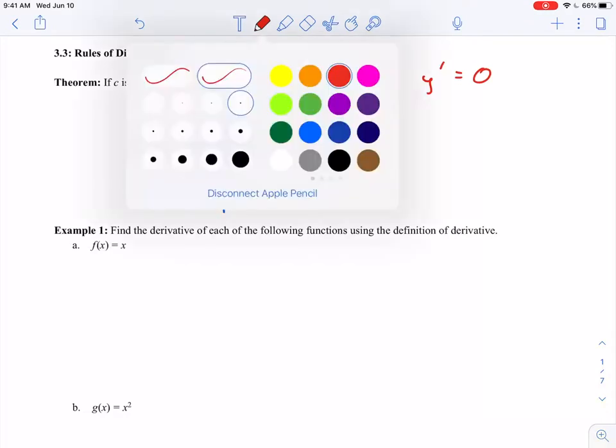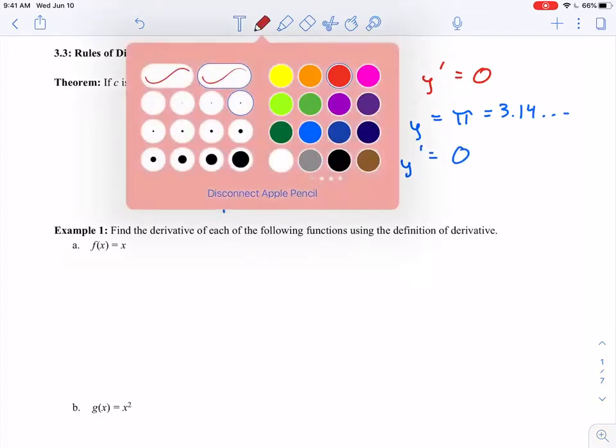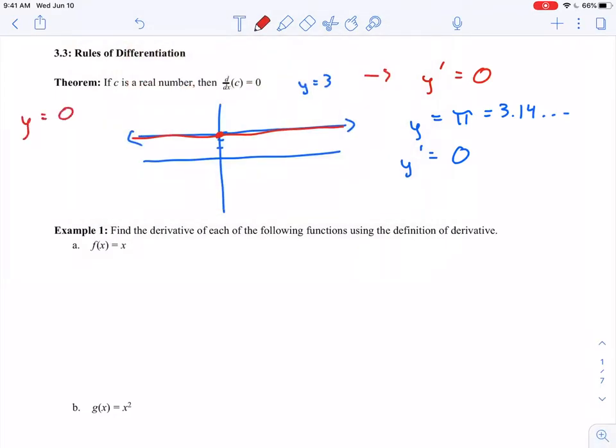Doesn't matter what constant it is. You could say, okay, I'm going to say y equals pi, right? Pi is a constant, 3.14159 something or other. Derivative of any constant is 0. So any constant you can imagine, even 0, right? Sometimes I think, okay, what about y equals 0? 0 is a constant, so the derivative of 0 is just 0. So that's really nice. If we have any constant, I know that the derivative of that constant is equal to 0.